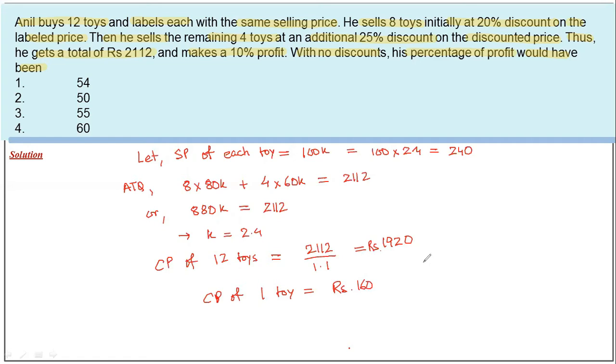Now we have SP by CP, that is equal to 240 by 160, which is equal to 3 by 2, equal to 1.5. So profit is equal to 50%. Option 2.